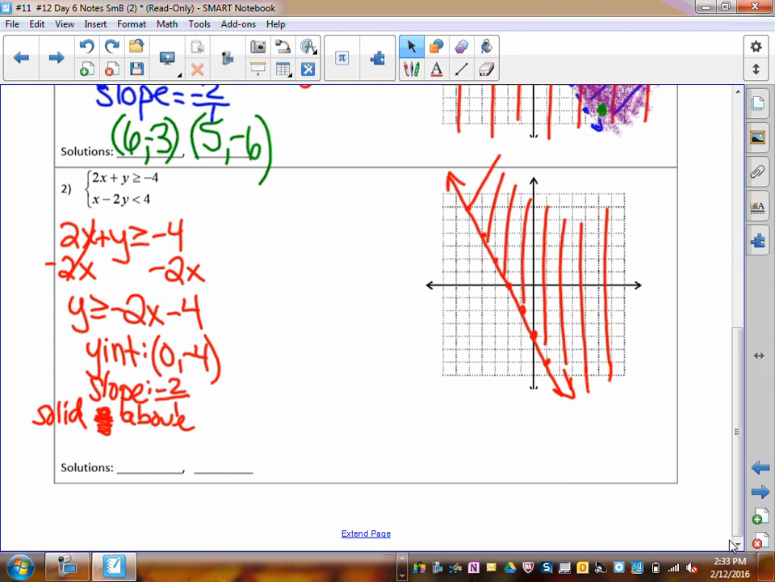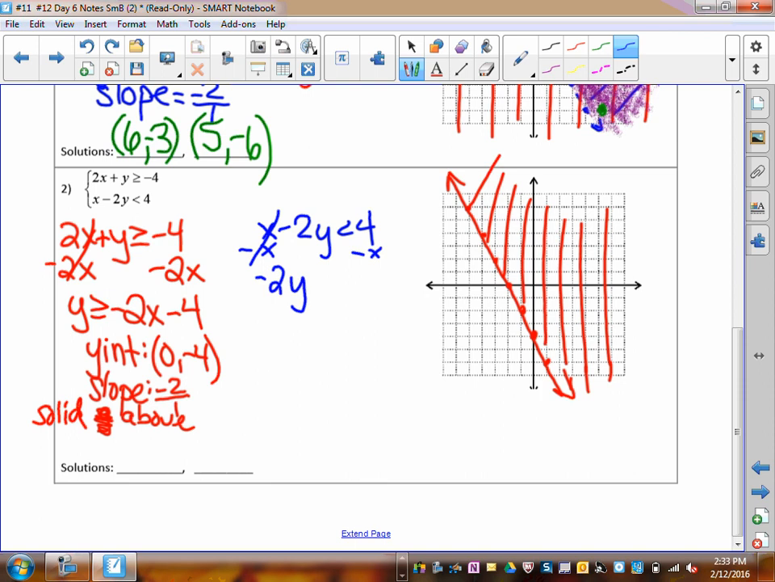All right, let's do our other line. So our second line is x minus 2y is less than 4. Hamza, what's my first step of getting y by itself? Good, subtract x. Subtract it from both sides, so I get negative 2y is less than, my x is negative, so that stays negative. My 4 is positive, so that stays positive.